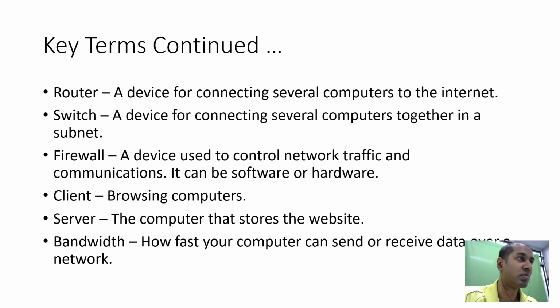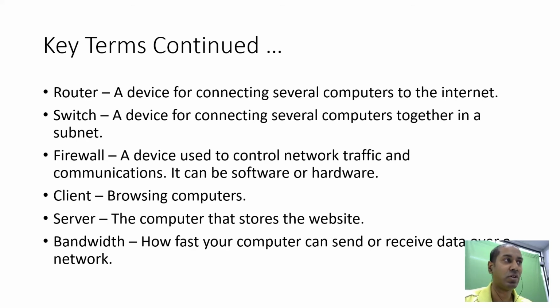The next term you should be aware of is router. Basically, a router is a device for connecting computers to the internet. So if you're on a network that you set up in your house, the router is what's going to give you access to the internet. It's usually provided by your internet service provider, the people that you order internet from, and is a physical device that you can see. A switch is a device for connecting several computers together in a subnet.